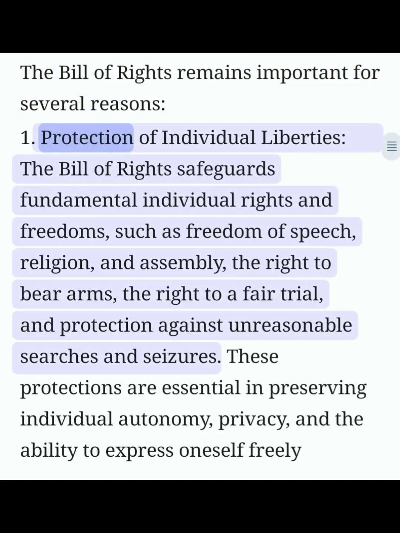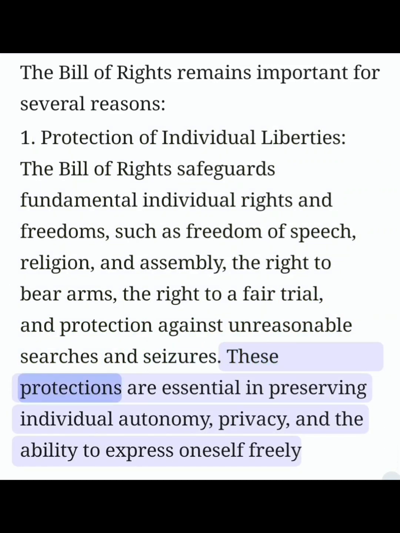1. Protection of individual liberties. The Bill of Rights safeguards fundamental individual rights and freedoms, such as freedom of speech, religion, and assembly, the right to bear arms, the right to a fair trial, and protection against unreasonable searches and seizures. These protections are essential in preserving individual autonomy, privacy, and the ability to express oneself freely.